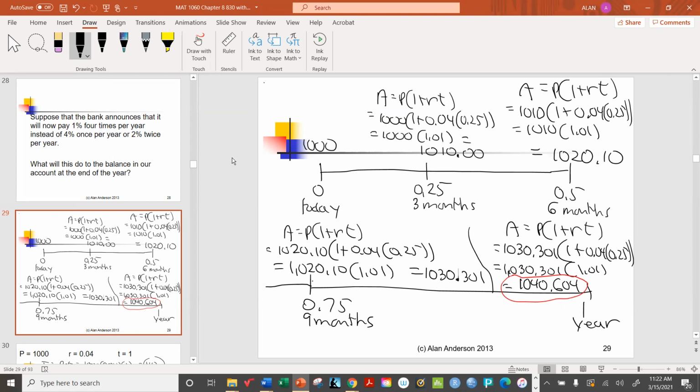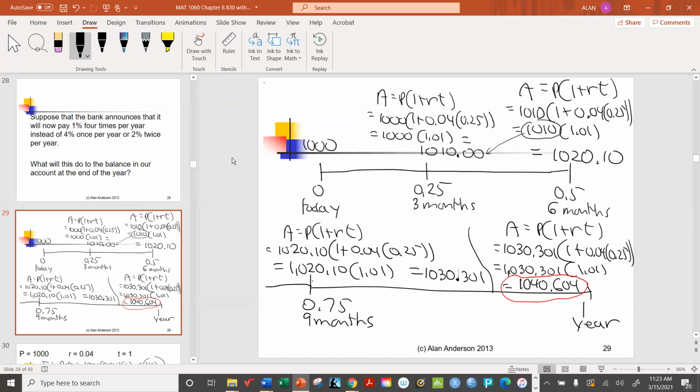Here's where it gets interesting. What about after 6 months? What's changed is that the principal for the next 3 months is not $1,000, it's $1,010, because there's $10 worth of interest from the first 3 months. So therefore, at the end of 6 months, the balance in my account is now $1,020.10. Now remember, in the last example, after 6 months, we only had $1,020. So already the interest is increasing.